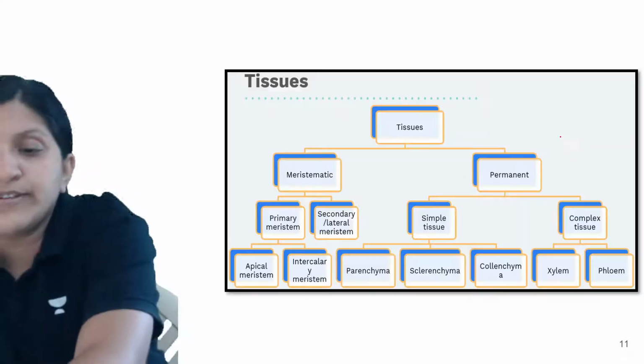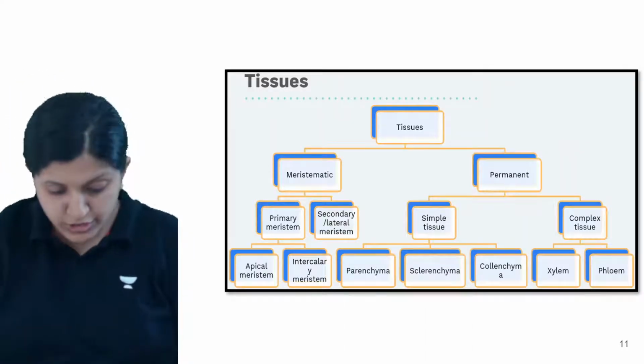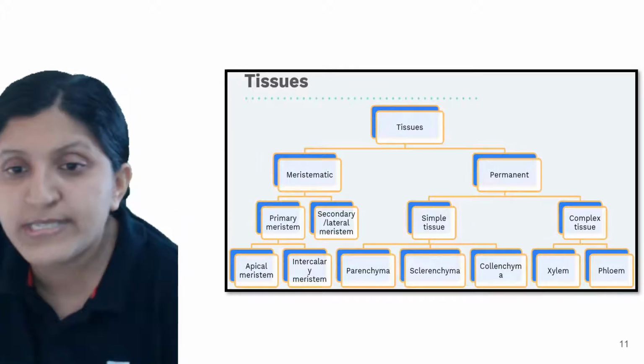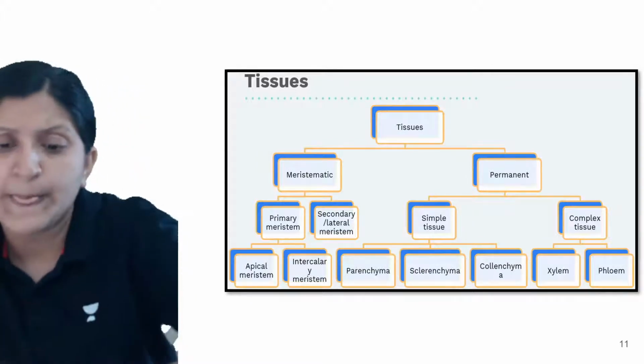So with that we'll start with the tissues. Tissues are classified as meristematic tissue and permanent tissue.